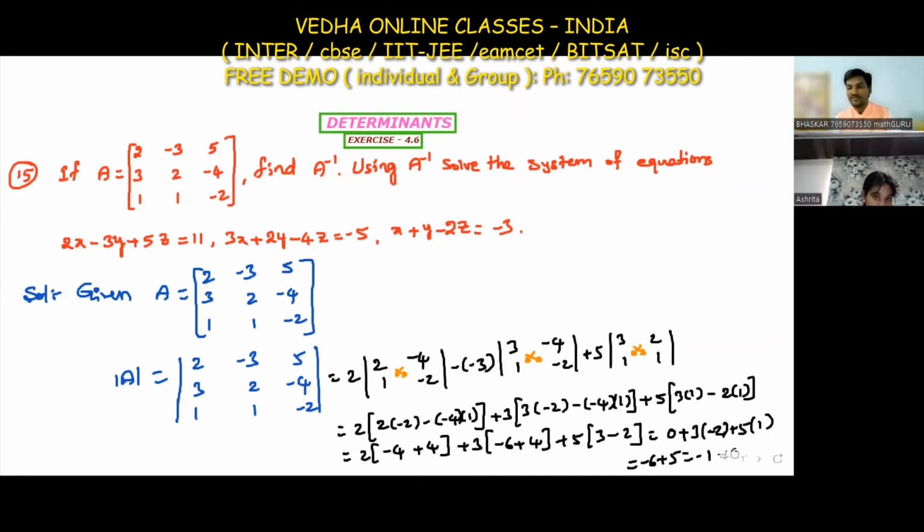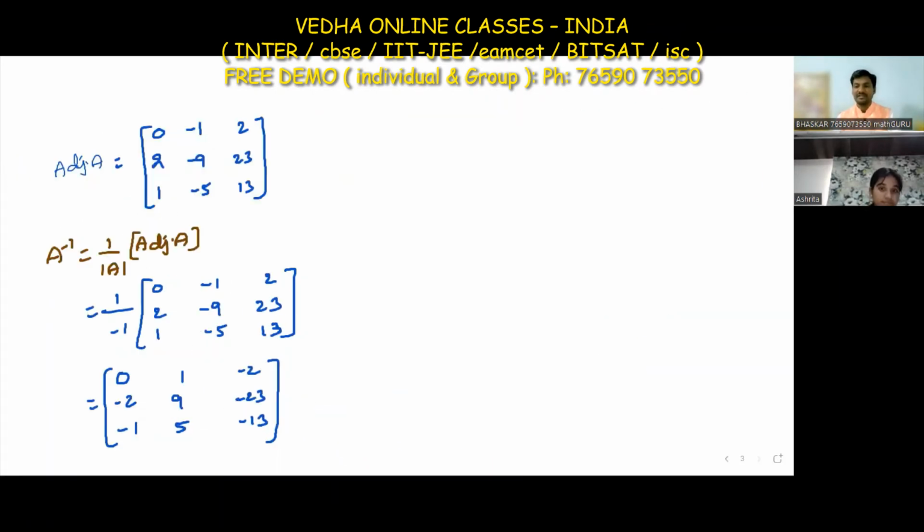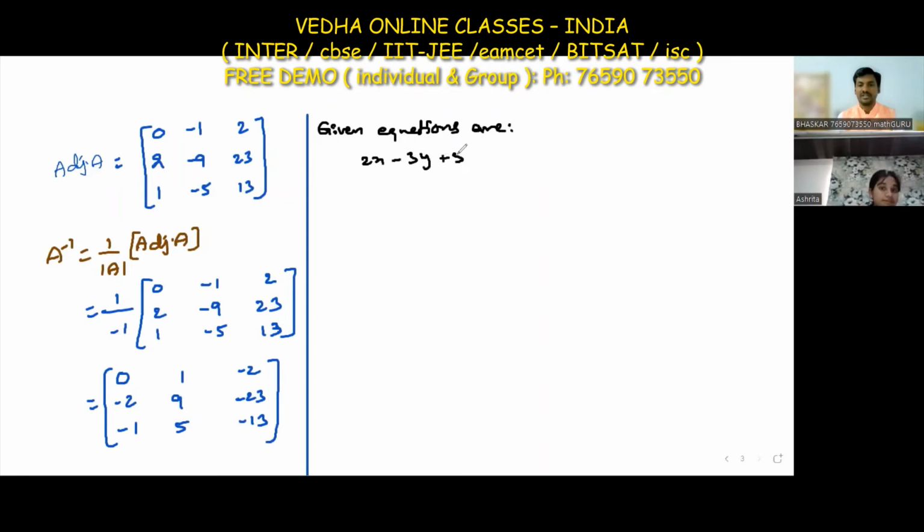Next we'll take the equations. What are the given equations? 2x minus 3y plus 5z is equal to 11. 3x plus 2y minus 4z is equal to -5. x plus y minus 2z is equal to -3.